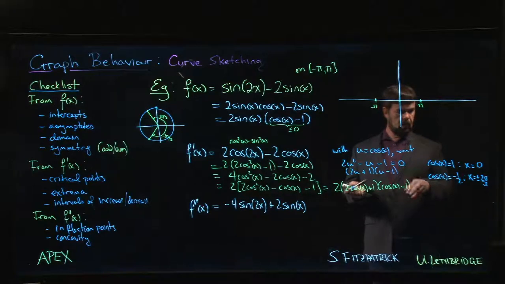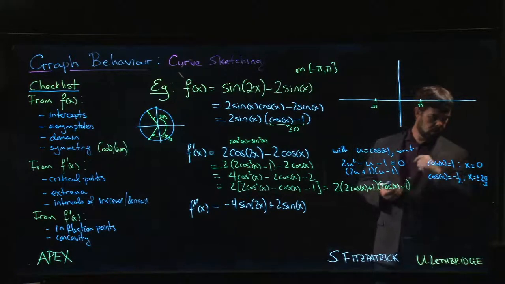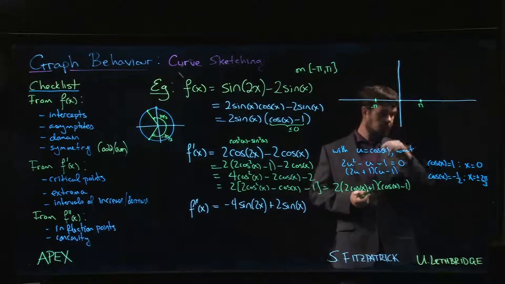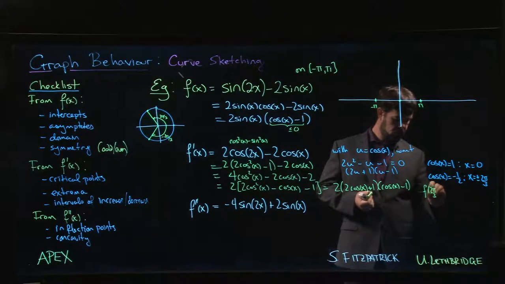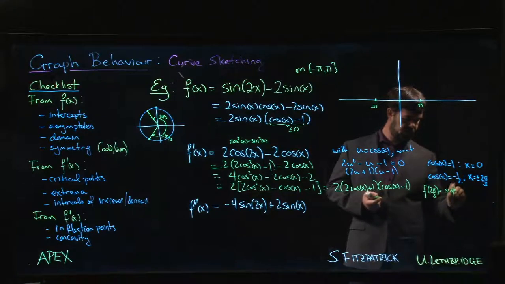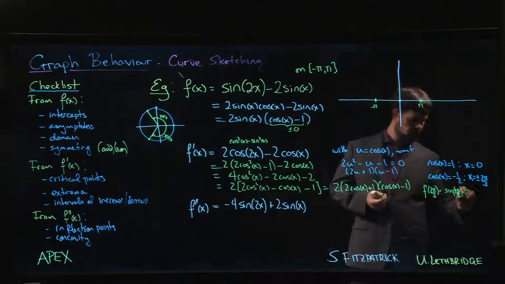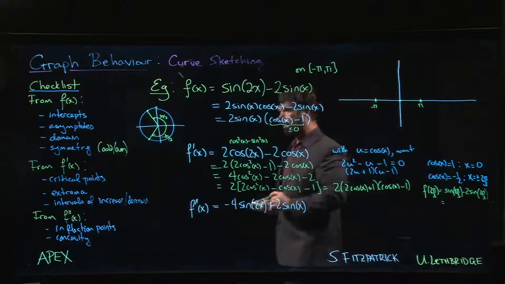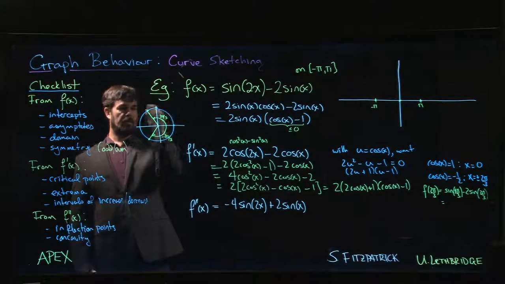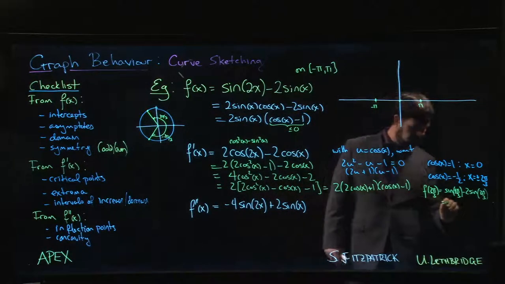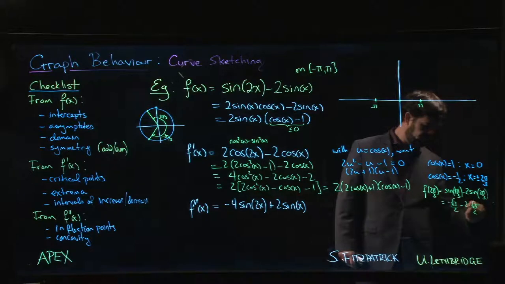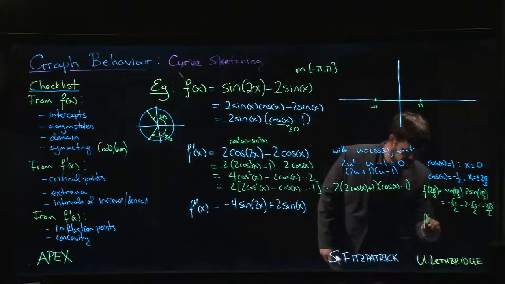Okay, so we should compute critical numbers. We already know that f of 0 is 0. What about plus or minus 2 pi over 3? Let's work those out, okay? So f at 2 pi over 3 is going to be sine of 4 pi over 3 minus 2 sine of 2 pi over 3. Okay? So sine of 4 pi over 3. So 4 pi over 3 is here, third quadrant. We're negative. So this is minus root 3 over 2. 2 pi over 3 sine is positive, right? Minus 2 times root 3 over 2. So this is minus 3 root 3 over 2.